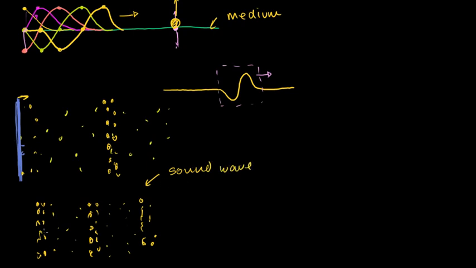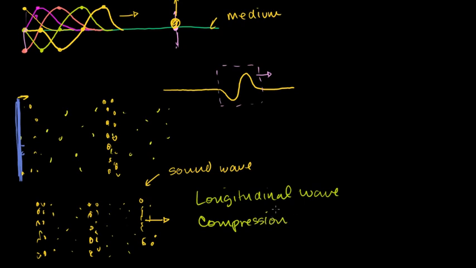And this type of wave, where the direction of the disturbance is the same, or it's along the same axis as the direction in which the wave is traveling, this is called a longitudinal wave. So sound waves, sound through air, they're longitudinal waves. Sometimes called a compression wave. Compression wave, same thing, because it's caused by compression.